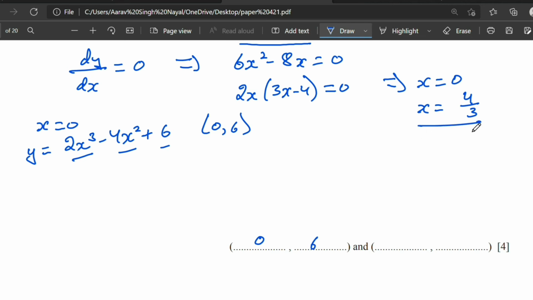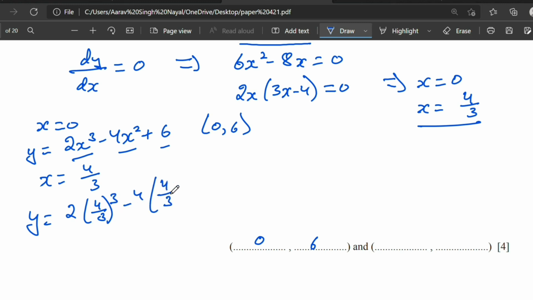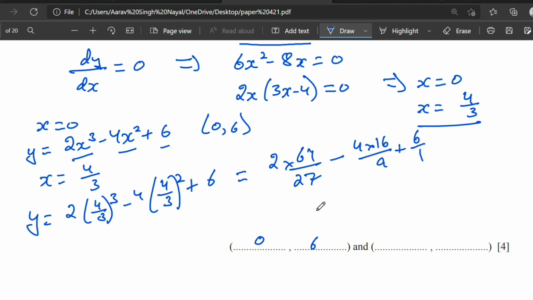Now the other point, x is 4 by 3. Now substituting x is 4 by 3 in y, that will be 2 into (4 by 3) whole cube minus 4 into (4 by 3) whole square plus 6. Now solving this, this is 64 by 3 cube, 27, minus this is 4 into 16 by 9, and this is plus 6 by 1.